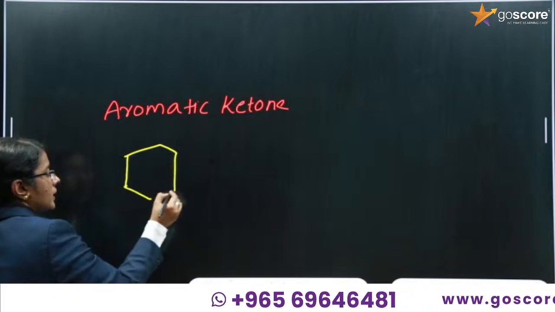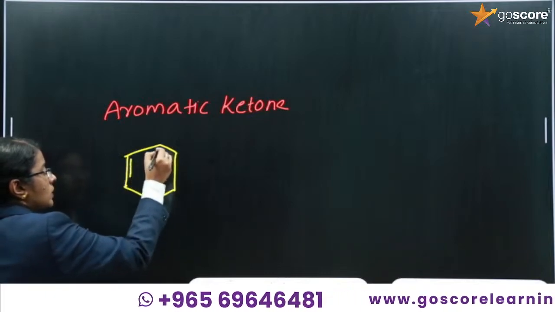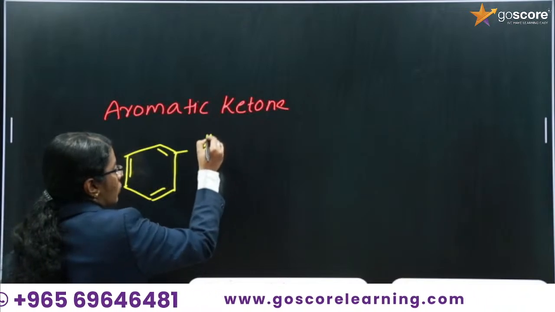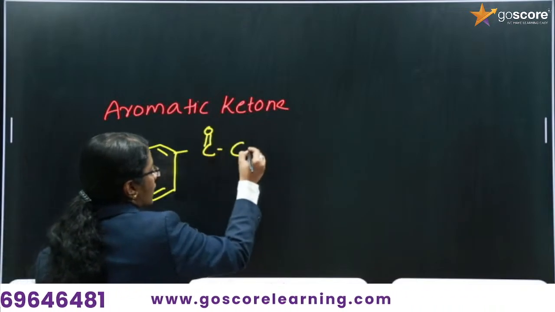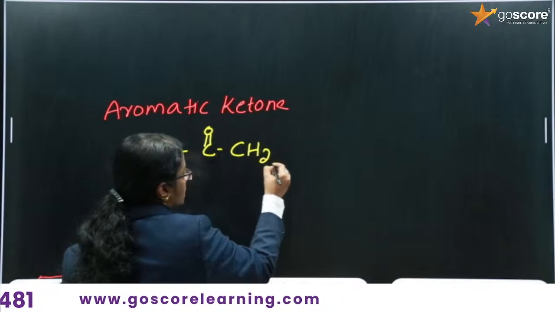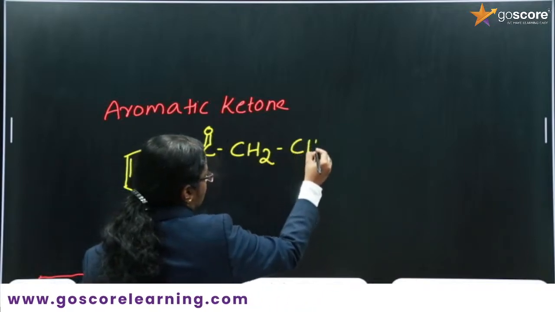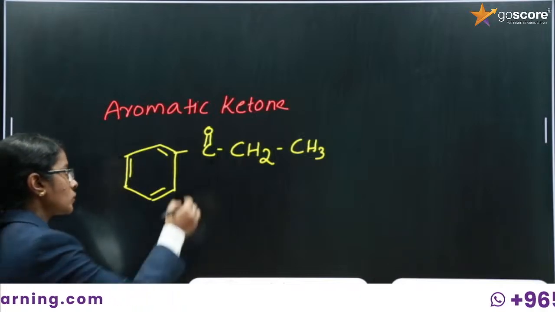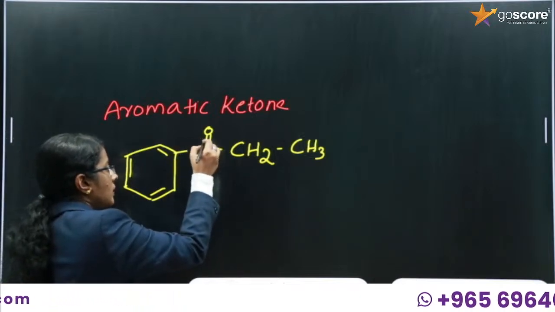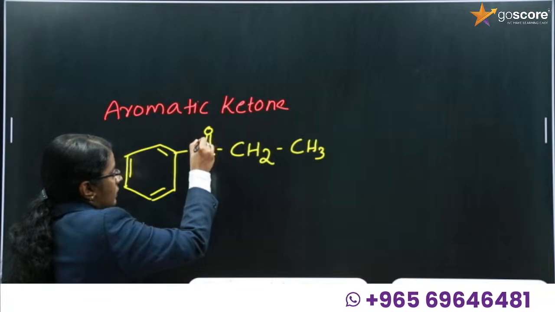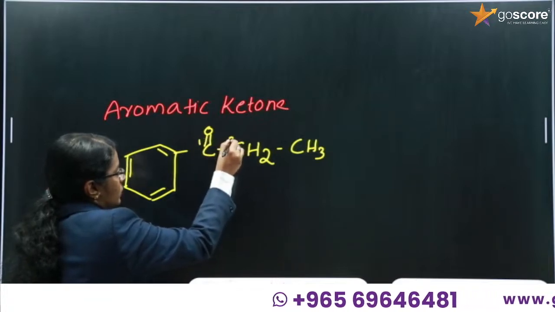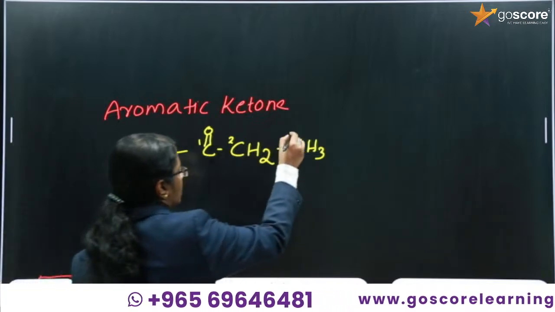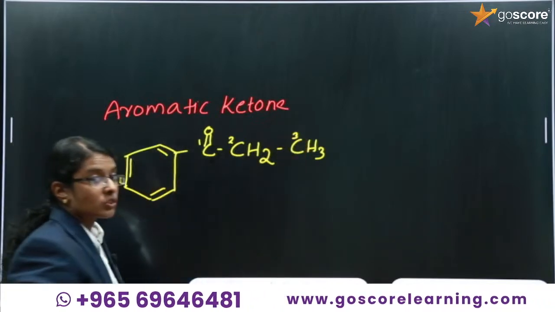So write the IUPAC name of this compound. C double bond O, CH2, CH3. The numbering should be started from here. So what will it be? It is 1, 2, and 3.